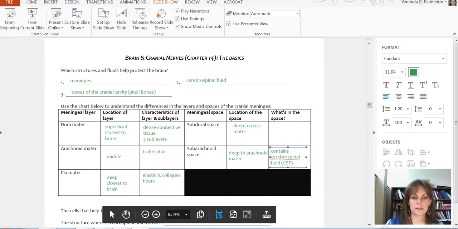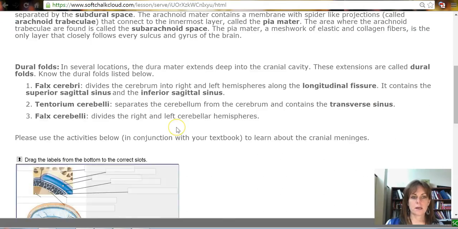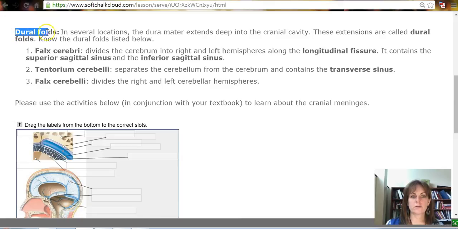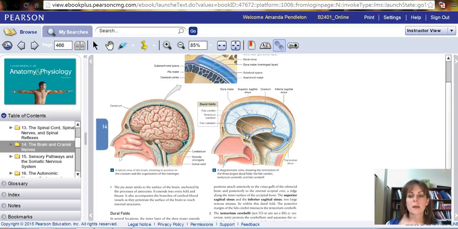Now, a couple of other things that I would like to point out is that there are these things called dural folds. Okay. And that's where the dura mater actually goes down deep into the cranial cavity. And so this is the image in your book that really shows you this. So it's on page 466. Okay. And so here we have the falx cerebri, we have the tentorium cerebelli, and then the falx cerebelli. Okay. And so these are folds that go deep.